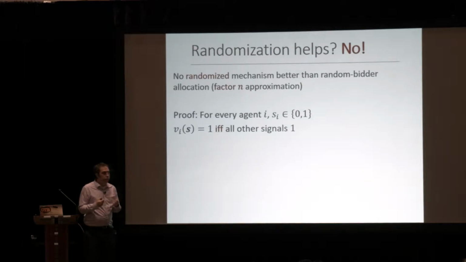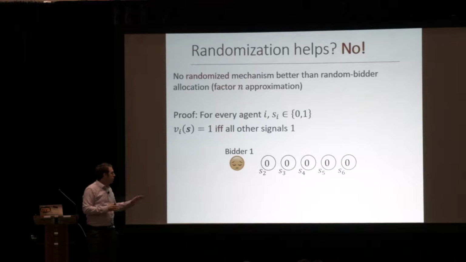So how does the example look? We have n agents. Each has a signal which is either 0 or 1, and its value is 1 if and only if all other signals are 1 simultaneously. So it looks something like this. We have bidder 1, for instance, and he's happy, he has a value of 1 if and only if all the signals of the other players increase to 1.